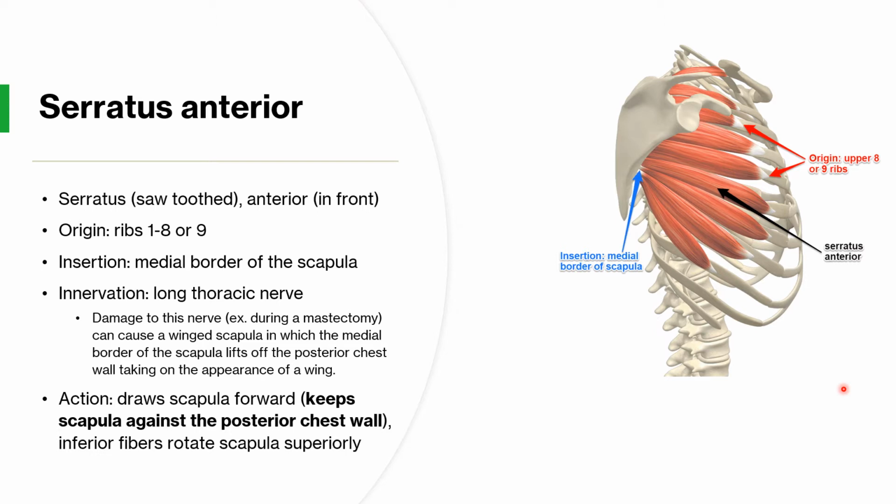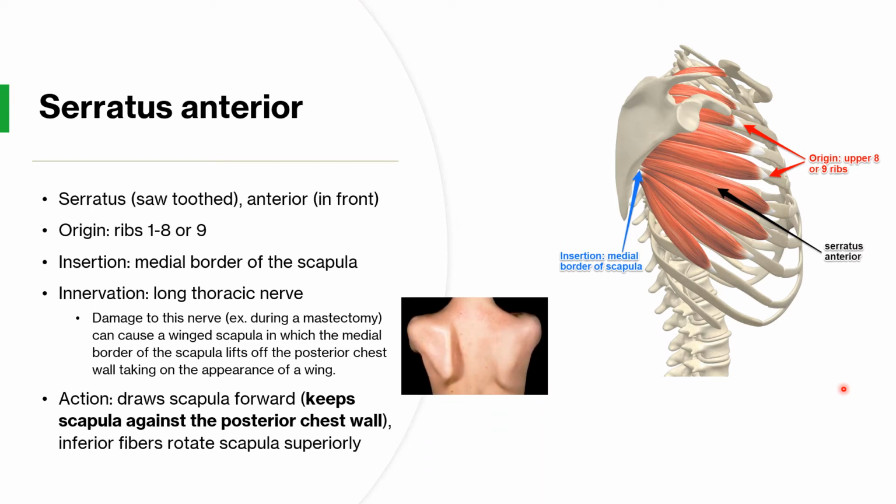And one thing that I have to say about this is that damage to this nerve, for example, during a modified radical mastectomy, can cause a winged scapula, in which the medial border of the scapula lifts off the posterior chest, taking on the appearance of a wing. There you go. This is your winged scapula.